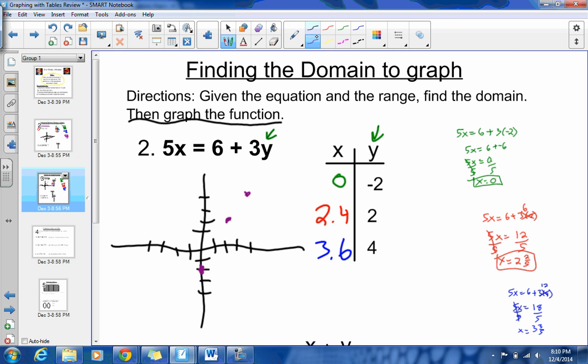If you look, it does look like it forms a line again. I will go right through that with my line. And there is the graph of this equation. And that's what it should look like. That's what you're expected to do.